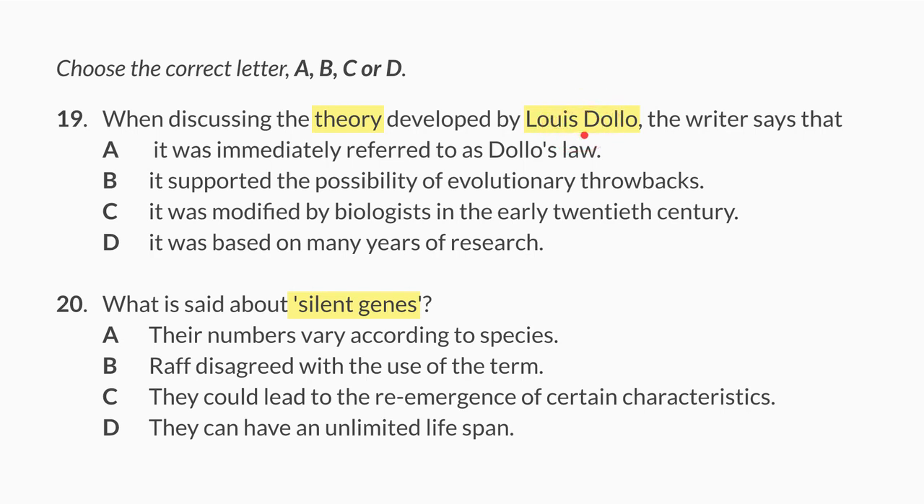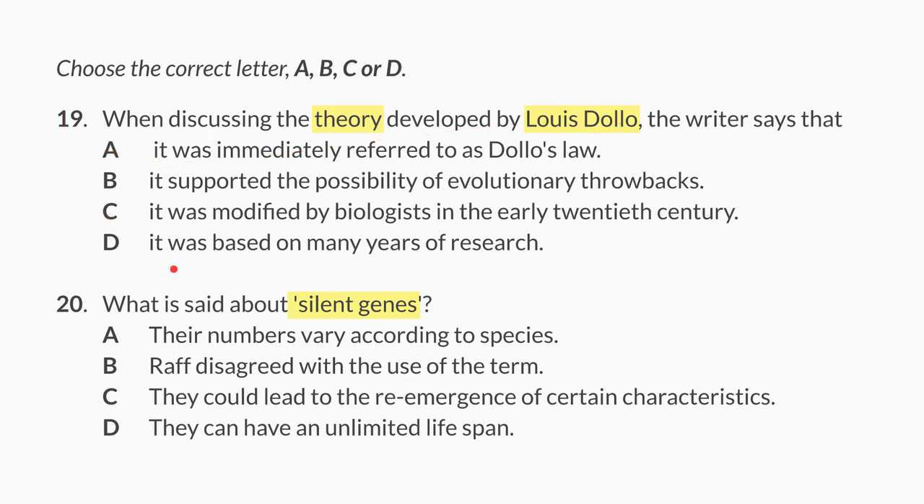That's a proper noun, Louis Dollo, and silent genes. So those are our keywords, and the next thing you have to do after marking the keywords is identify which of these questions is going to be easy to solve. In this case, out of these two questions, I would say that number 19 is probably easier to solve because it has a proper noun. But actually, both these questions are pretty easy.